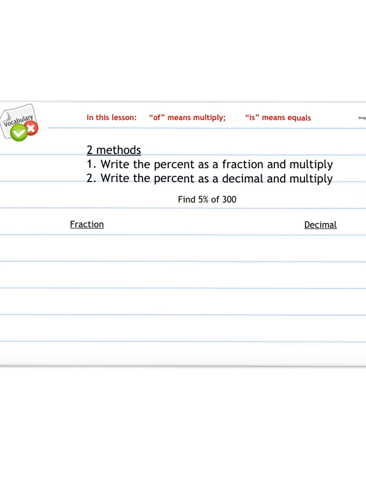Some vocab that we need to know for this lesson and for this unit is that the word "of" means to multiply, and "is" means equals.